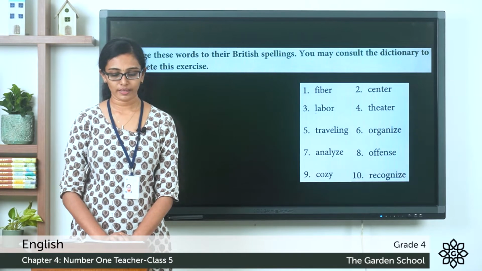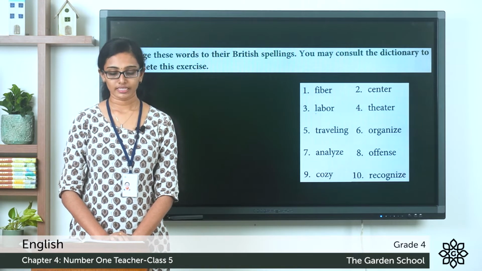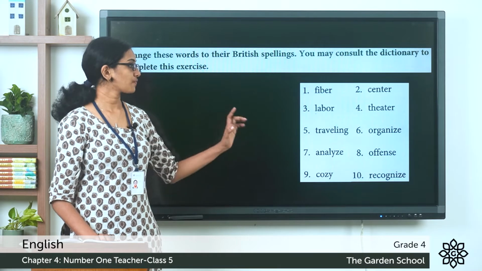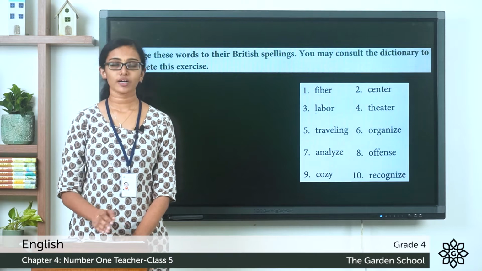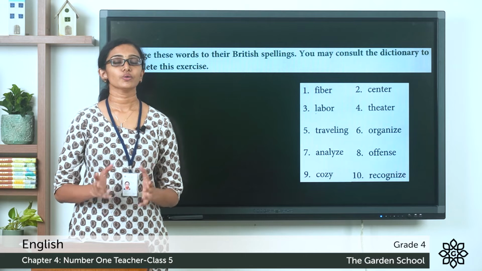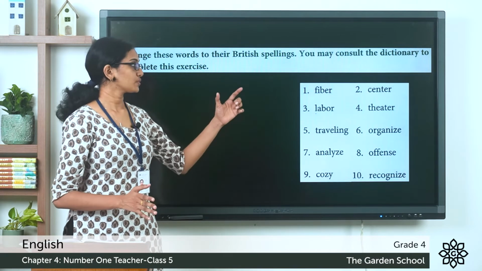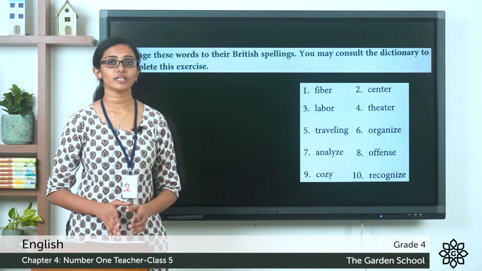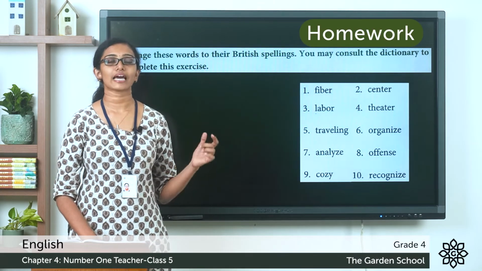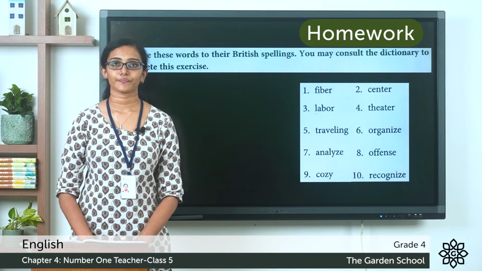Change these words to their British spellings. You may consult the dictionary to complete this exercise. We can see a list of 10 words there, and these words are given in their American English spelling. You can use a dictionary and you have to change the spelling of each of these words according to British English. So this one also you can do as an activity in your notebook.